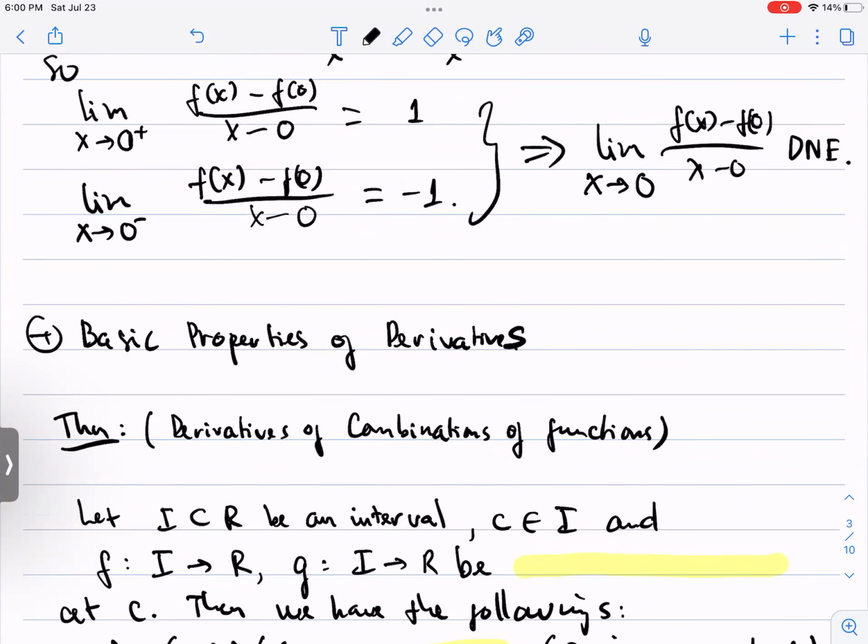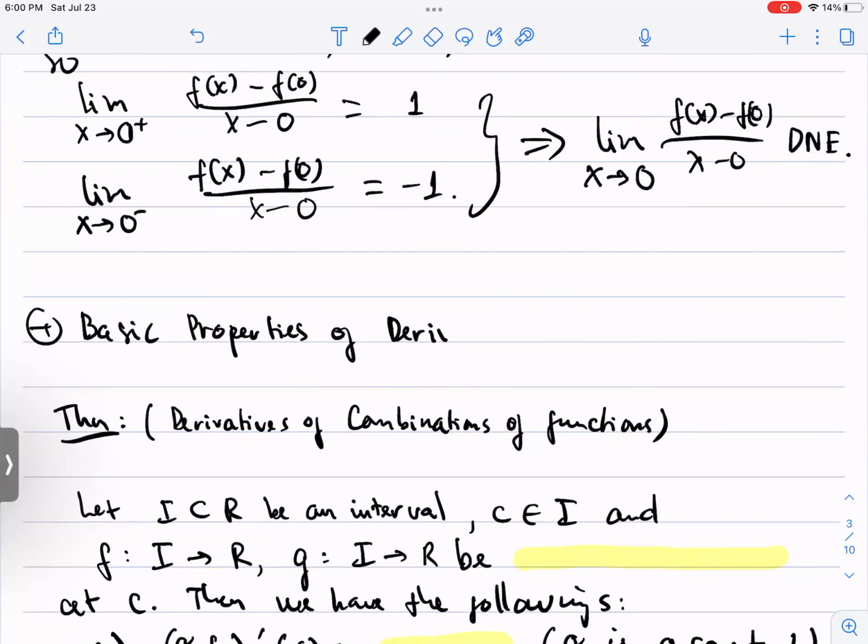So we just learned a very interesting connection between derivative and continuity. Namely, differentiability is a stronger condition than continuity. Differentiability implies continuity, but the converse is not true. Now we're gonna learn several basic properties of derivative.